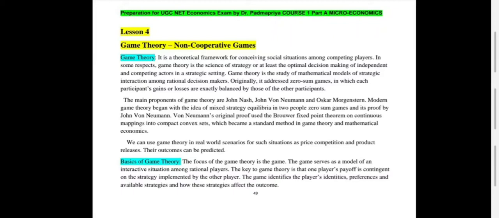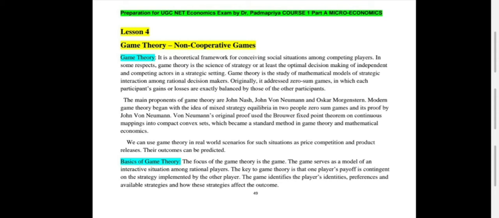I'm Dr. S. Padmapriya. I'm guiding the students in their preparation for the UGC NET Economics exam. I have already covered the first 3 lessons of the Microeconomics unit of the UGC NET Economics syllabus in my previous videos, and now I am proceeding to lesson number 4 of Microeconomics, which is Game Theory, Non-Cooperative Games.